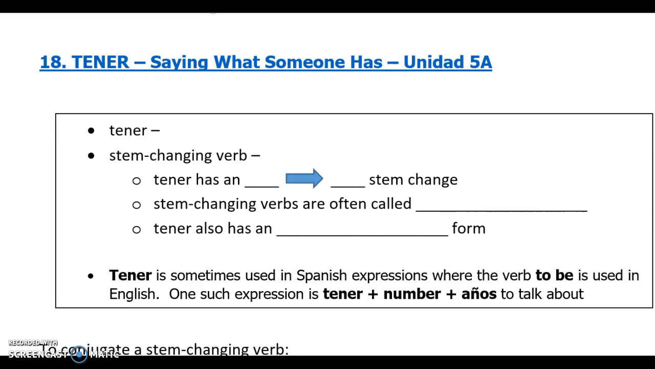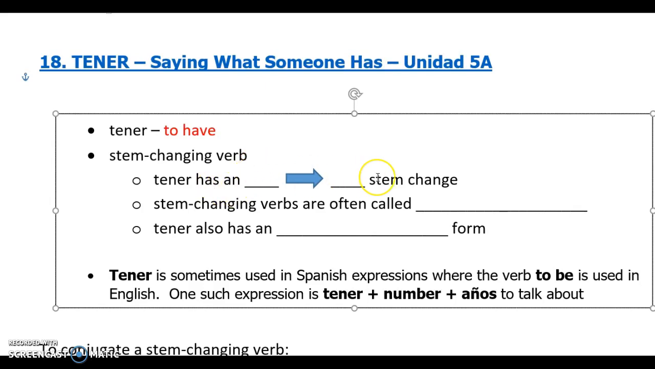Alright, so let's start off with our verb tener. Tener means to have. That's what you have. It is a stem changing verb, and a stem changing verb simply means that something in the stem is going to change as well.